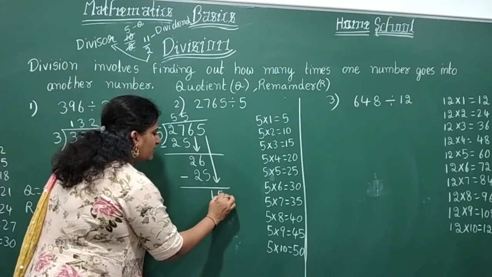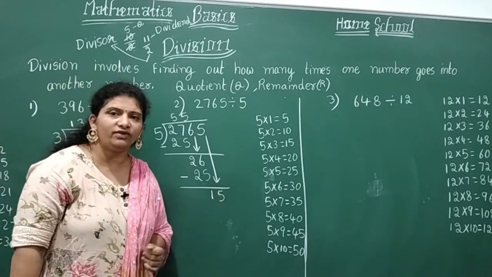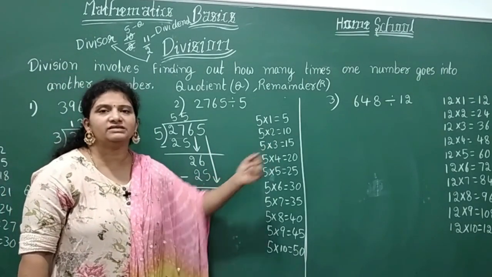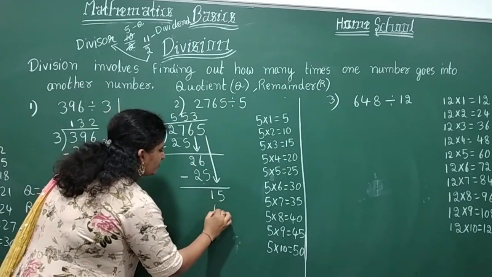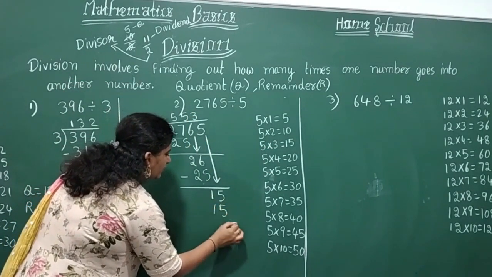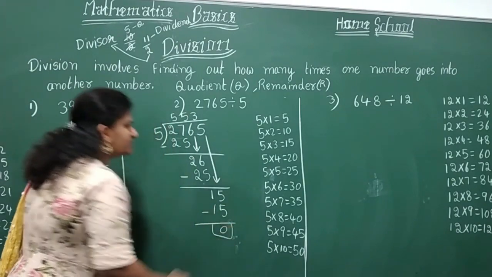What is this number now? 15. In the 5 table where do you get 15? 5 3s are 15. So write it here. 5 3s are 15. 15 minus 15, it will be 0.